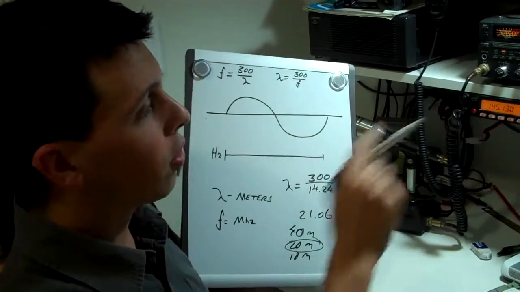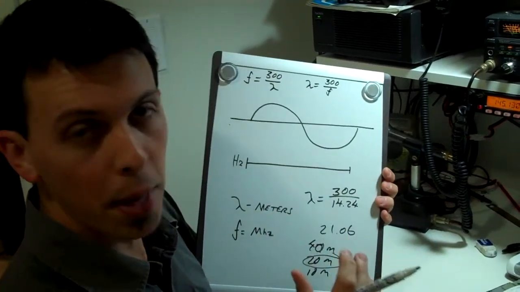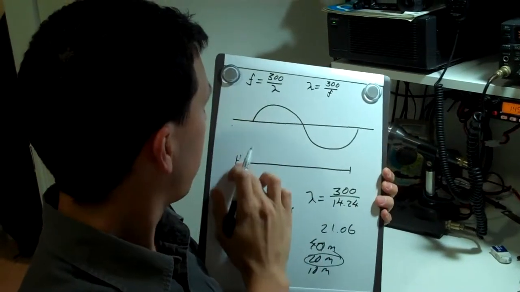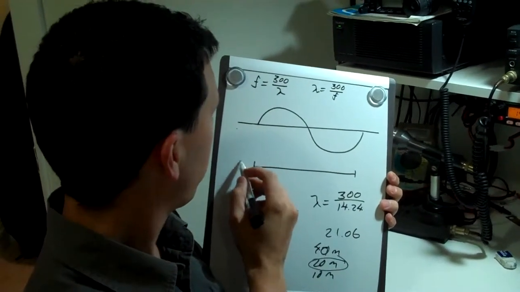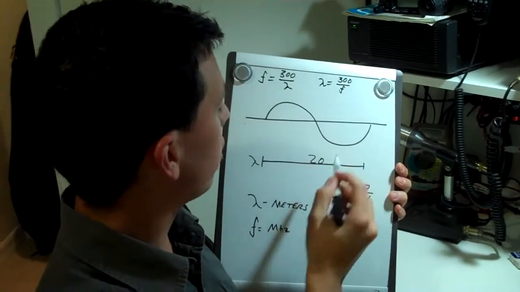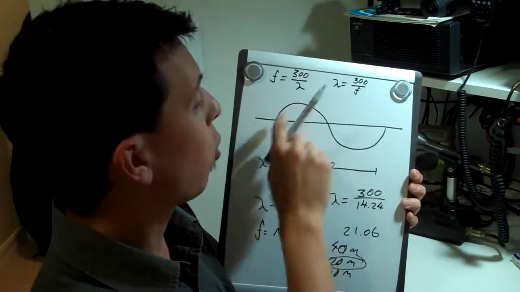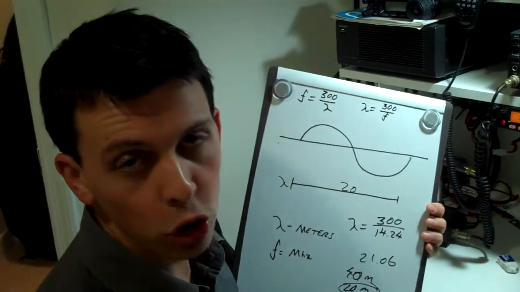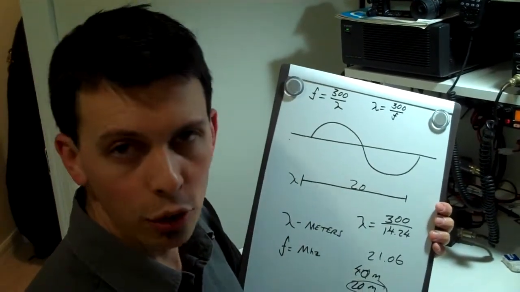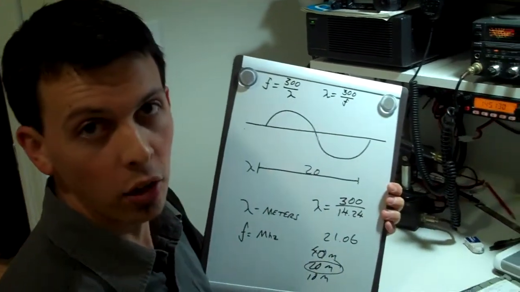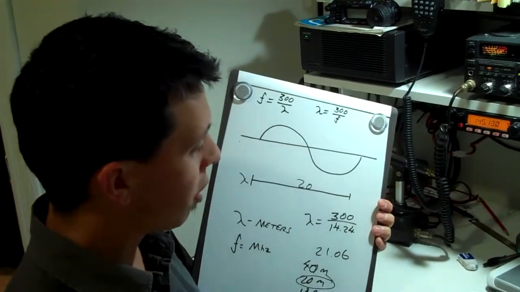So 20 meters is what we refer to the bands as. So it means it's 20 meters long. And this here is wavelength, not hertz. So that means it takes 20 meters for one complete cycle. And that means it's happening at 14,240,000 cycles per second. That's how fast that many cycles are occurring. So frequency and wavelength.